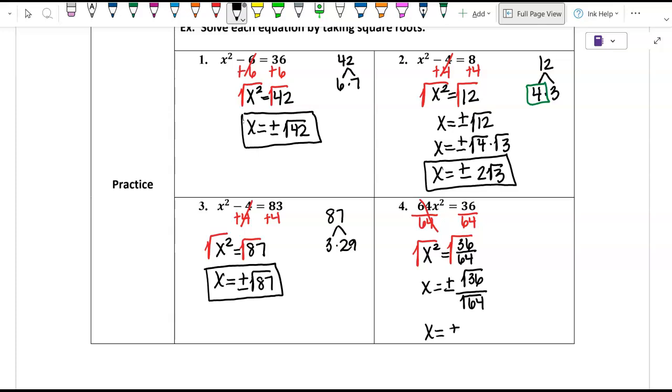So x equals plus or minus 6 over 8, which can be reduced. I can divide them both by 2. So we get x equals plus or minus 3/4. So just because it's a fraction doesn't mean that we can't do anything with it, that it can't be simplified. You just take the square root of the numerator and the denominator separately.